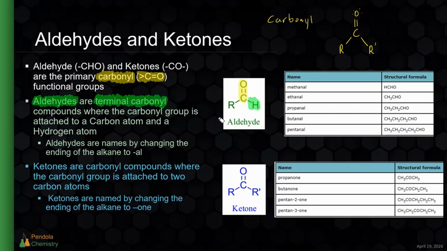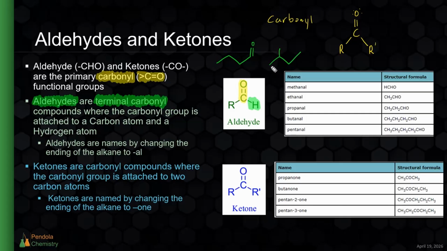So because aldehydes are terminal, the carbon that the carbonyl is on is always going to be carbon 1. So if I draw a few aldehydes here, let me get my pen. If I draw a few aldehydes, they're always going to have that double bond at the end. So that's an aldehyde.